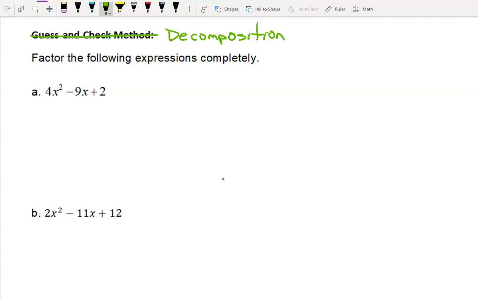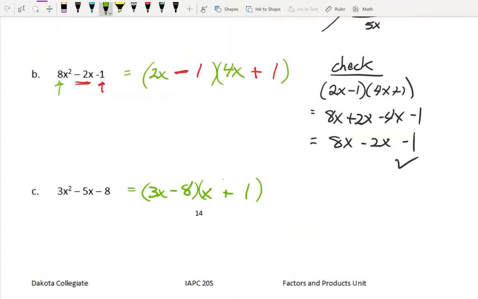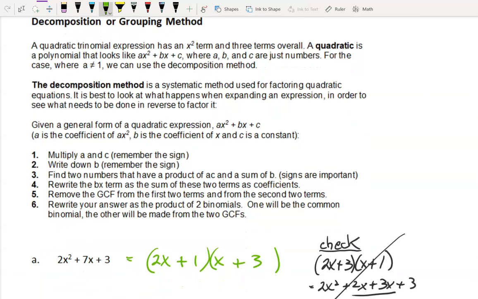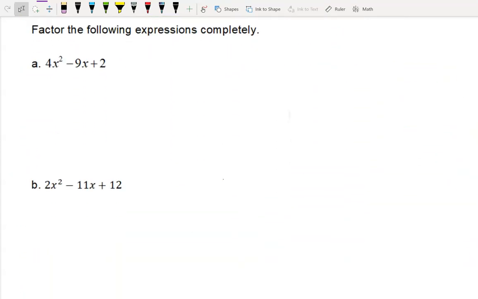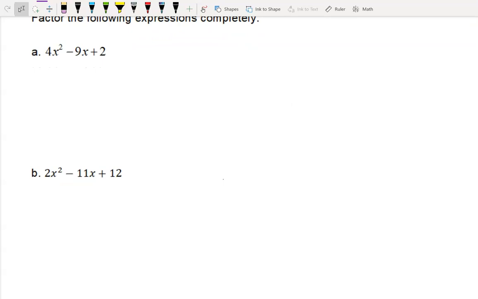Okay, decomposition. I did give the steps back in the beginning of that lesson. So the steps are here, okay? So I'm going to refer to those, but I'm not going to scroll back and forth. I've kind of got it learned, and I'll sort of refer back to it. You can go back there if you need to.